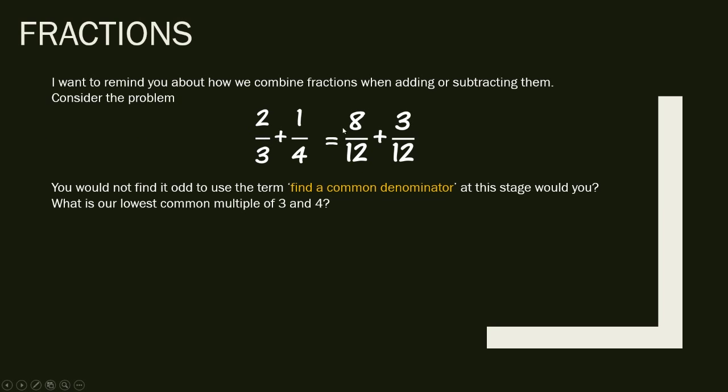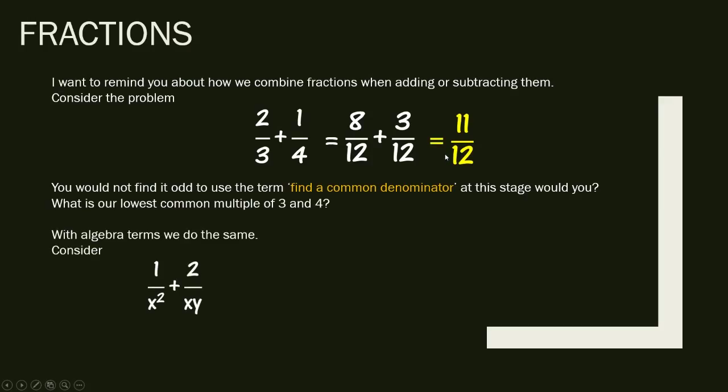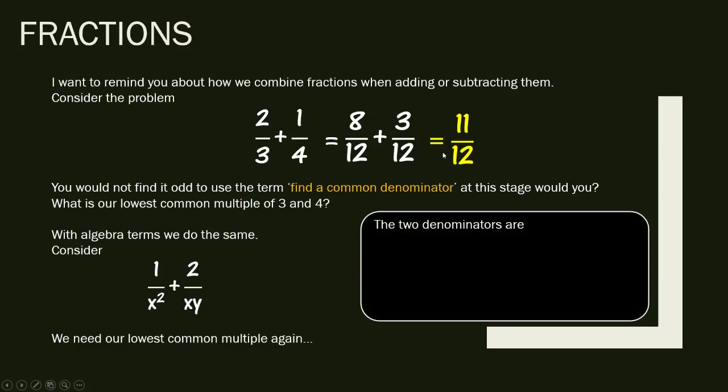And 2/3 becomes 8 over 12 because we multiply top and bottom by 4. And a quarter becomes 3 over 12 because we multiply top and bottom by 3, and that'll get us to 12. 8 over 12 plus 3 over 12 gives us 11 over 12 as our answer. Algebra terms would do the same. We're going to consider 1 over x squared plus 2 over xy. Now if I was getting the common denominator, or the lowest common multiple, the two denominators that we start with are x squared and xy.